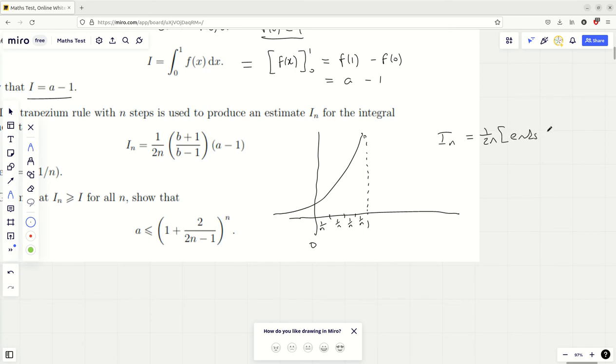Ends plus 2 times middles. I'll just write that for the moment, just so you remember what I mean. It's, I think, quite a typical way of remembering the trapezium rule. It's a nice little shortening of what is otherwise an unwieldy looking formula.